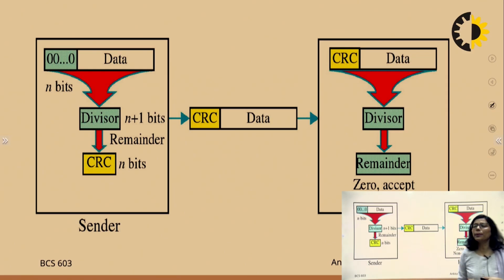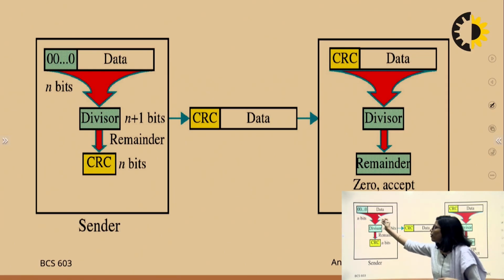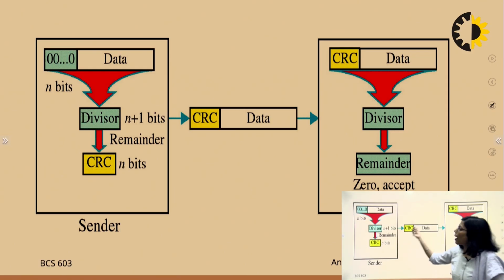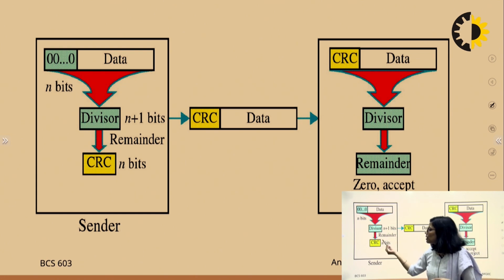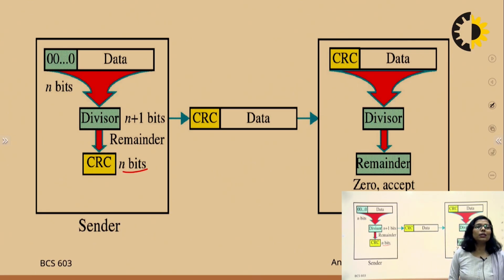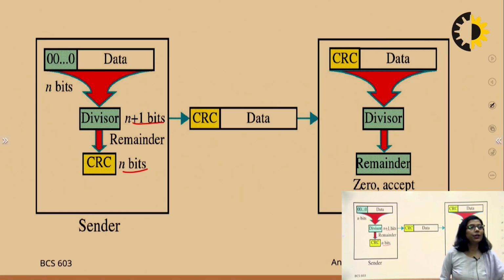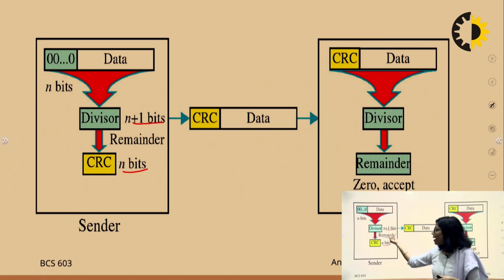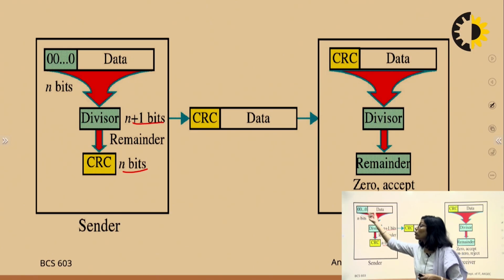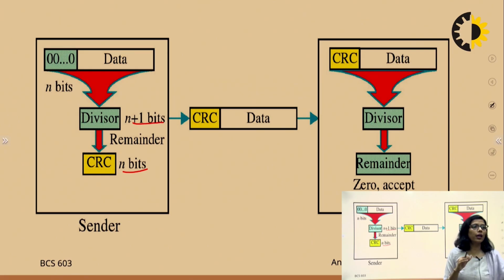So let's see the example. Suppose I have this data and I have a divisor and I have a CRC. Now this CRC is of n bits. If I want my CRC code to be n bits, I have to use the divisor of n plus 1 bits. Now if I have n plus 1 bits as a divisor, I will be appending n bits of zeros to the data before the division.